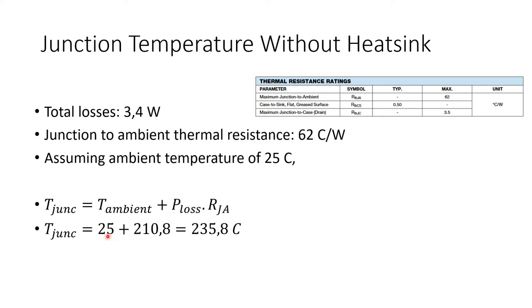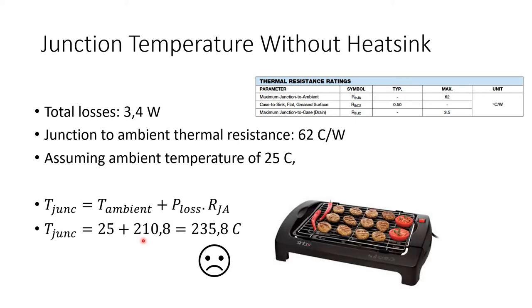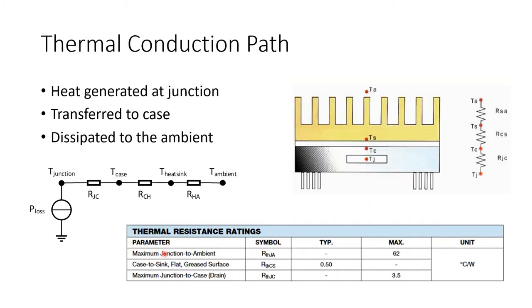As I said, junction temperature is 25 Celsius, and the losses of 3.4 watts of power results in a temperature rise of 210, which is a lot if you are constructing a commercial product, but if you are constructing a barbecue, it may be okay. So what we should do is we should use a heatsink, because we have seen that we cannot operate this circuit without a heatsink. When we add a heatsink, the thermal model changes a little bit.